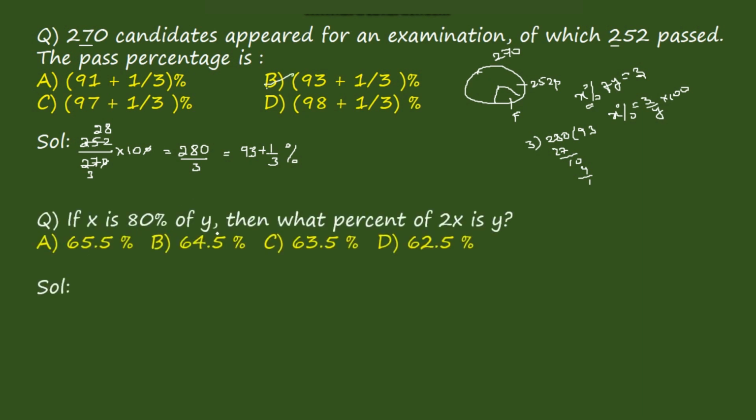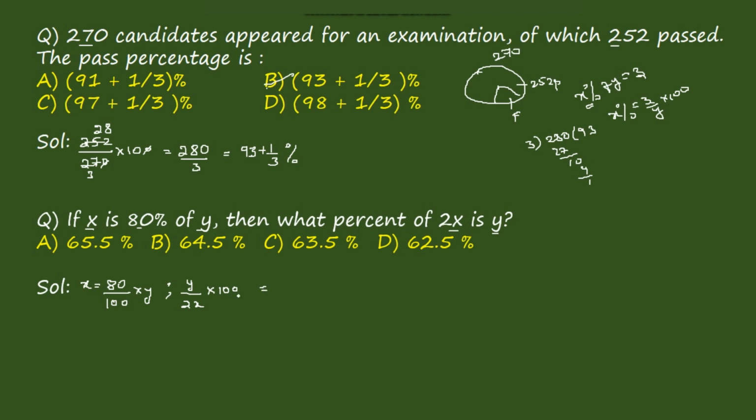If X is 80% of Y, then what percent of 2X is Y? Okay. First they are saying X is 80% of Y. So we can consider X is equal to nothing but 80 by 100 into Y, right? Again they are saying that 2X is Y. How much percentage 2X is Y? Then it becomes Y by 2X into 100. They're asking for percentage, right?